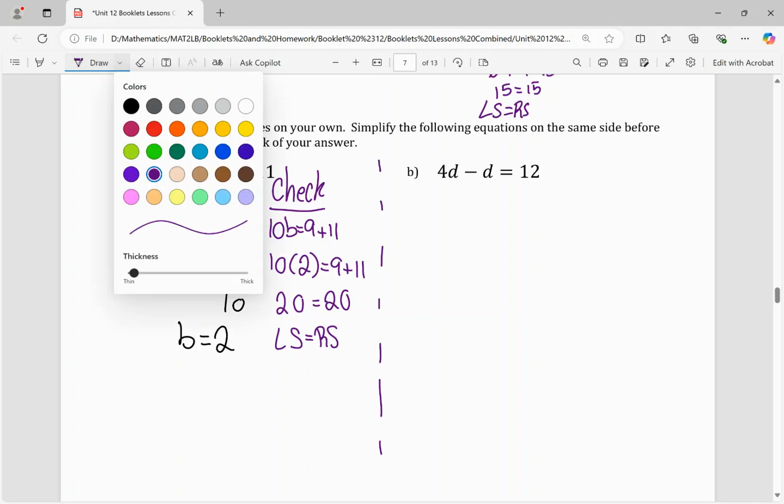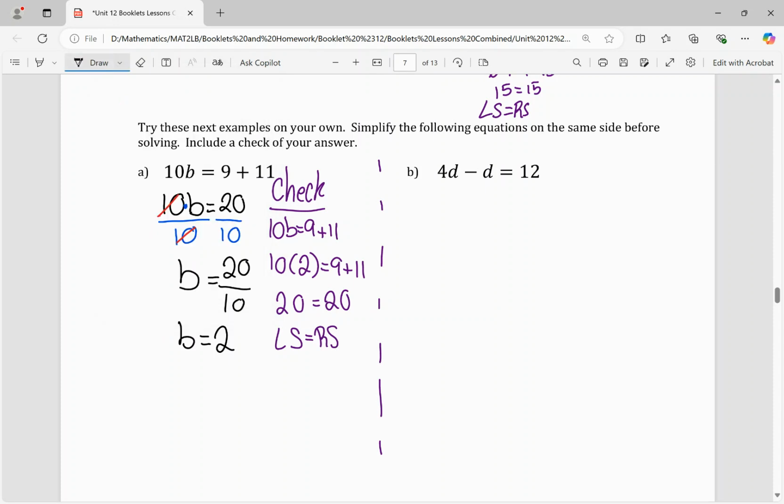Let's try this last problem now. 4d minus d is equal to 12. Now remember that if a variable doesn't have a coefficient, it's kind of like its coefficient is 1. So we can collect these terms. They're alike. They have the same variable d with the same exponent, 1. So 4d minus 1d is going to be 3d because we subtract the coefficients, 4 minus 1. So we get that 3d is equal to 12.